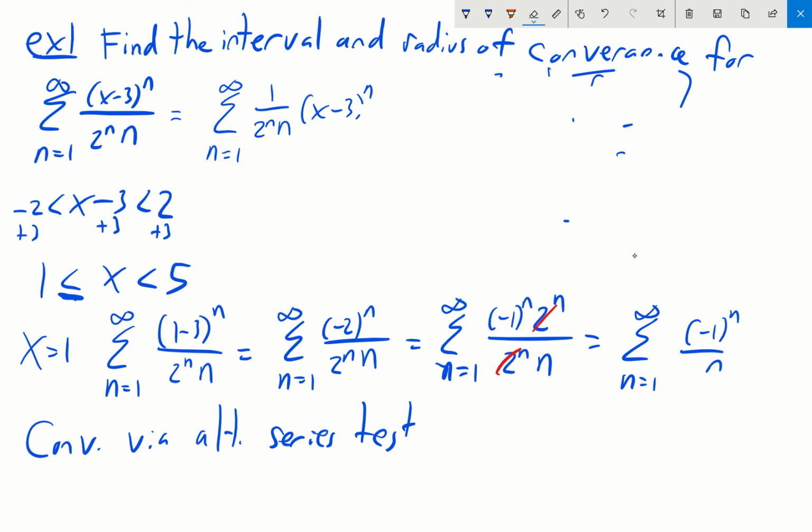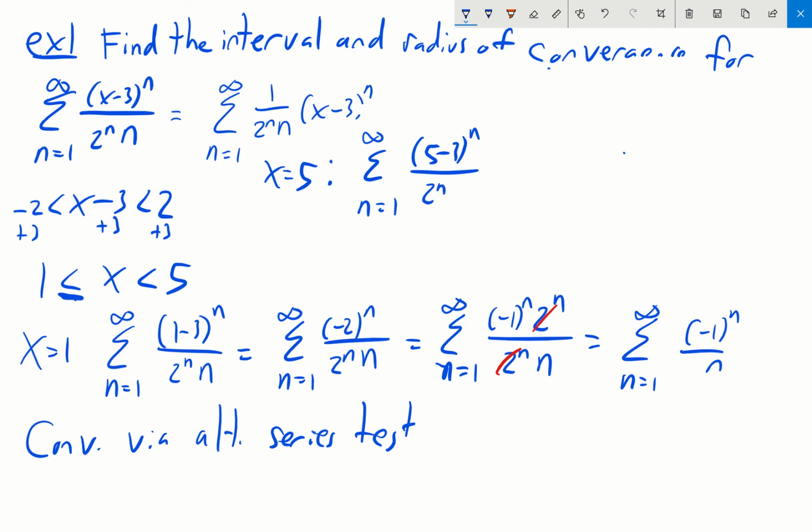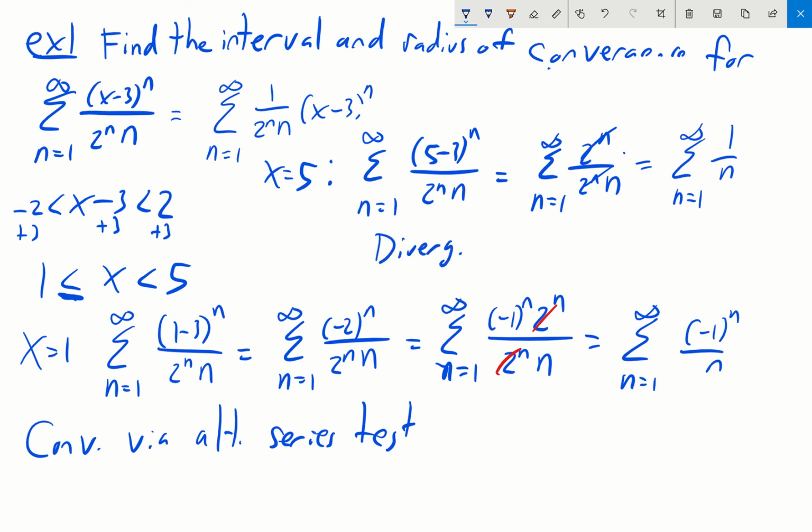So what happens when x equals 5? Well, if we plug 5 into the sum, we get the sum from n equals 1 to infinity of (5 minus 3) to the n divided by 2 to the n times n, which is the sum from n equals 1 to infinity of 2 to the n divided by 2 to the n times n. Those cancel, and so this becomes the sum from n equals 1 to infinity of 1 over n, which is a divergent p-series. So this diverges.